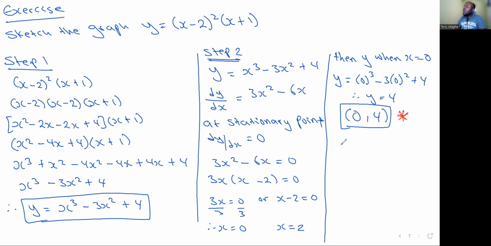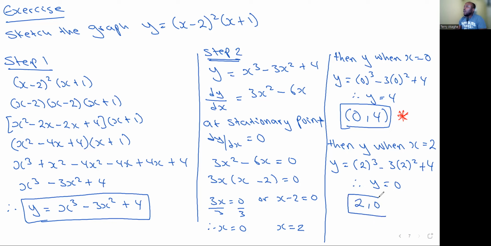Now we get the second stationary point. Then we have to find y when x is equal to 2. The same thing, y will be equal to 2 cubed minus 3 times 2 squared plus 4. When you press your calculator for that, 8 minus 12 plus 4 will give you 0. Then y will be equal to 0. So the next stationary point is when x is 2, y is 0. Good. So we've gotten two stationary points here.